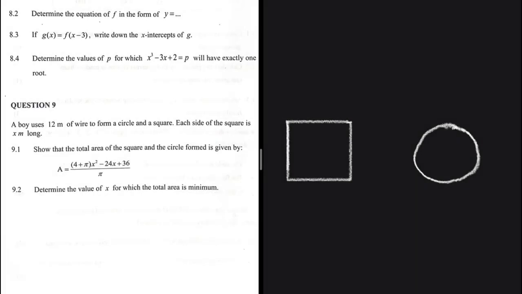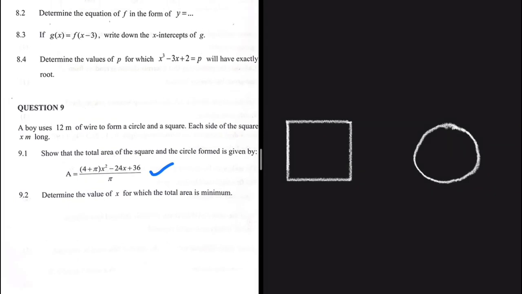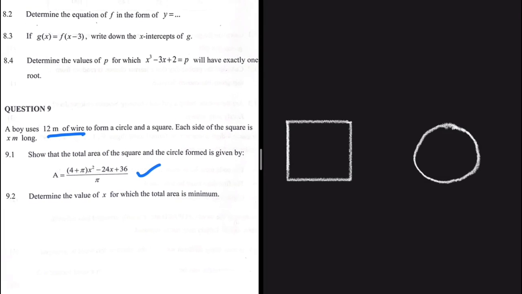Show that the total area of the square and the circle formed is given by this equation. A boy uses 12 meters of wire to form a circle and a square. Each side of the square is x meters long. So on each side of the square, we're supposed to have x meters. So we're going to have something that looks like this.